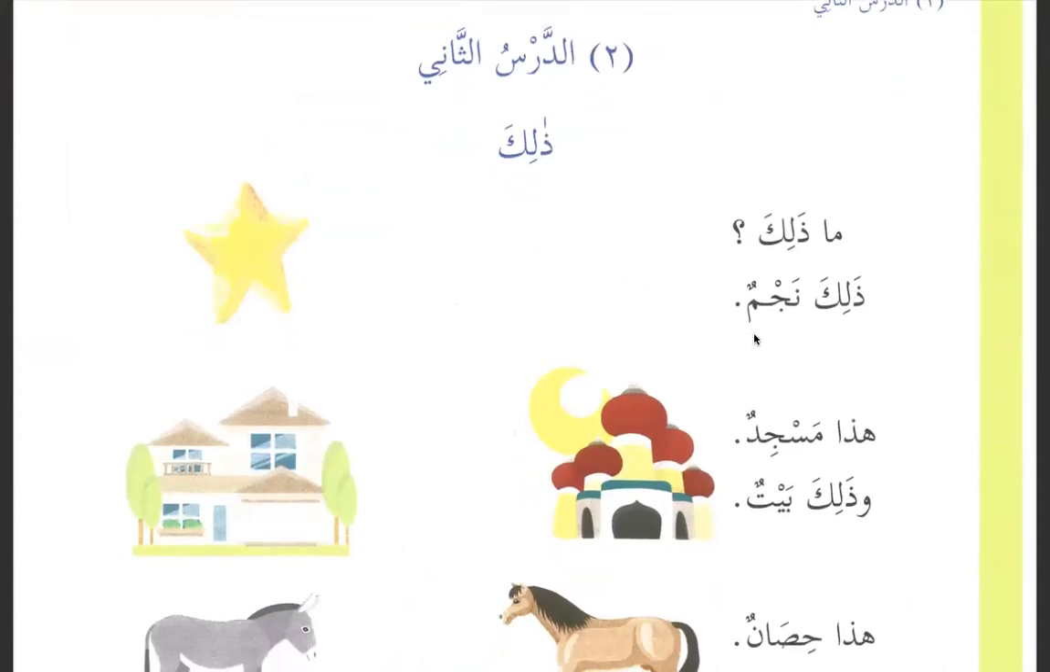All right, if we all can look at الدرس الثاني, the second lesson, ذلك. So today we're going to be talking about the word ذلك. Let's all read together, inshallah. ما ذلك? What is that? ذلك نجم. That is a star.